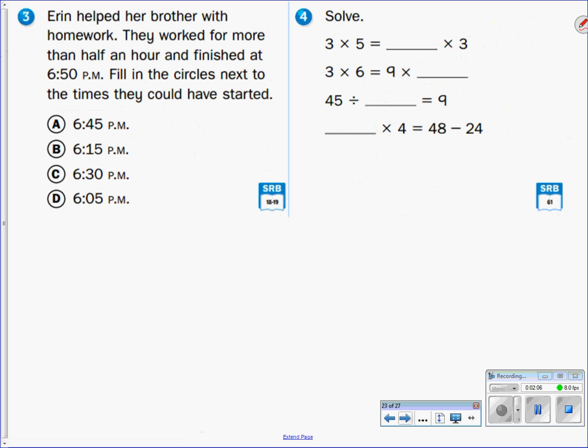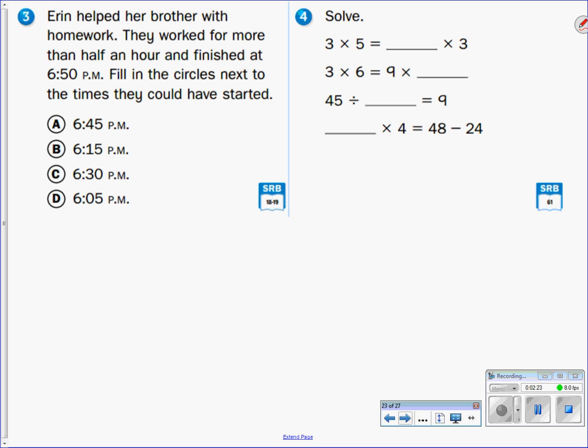Okay, number 3. Erin helped her brother with homework. They worked for more than half an hour and finished at 6:50. Fill in the circles next to the time they could have started. So they finished at 6:50 and it took more than 30 minutes.